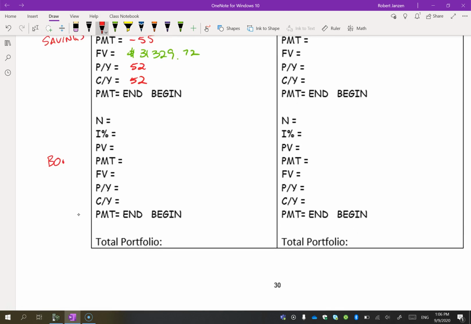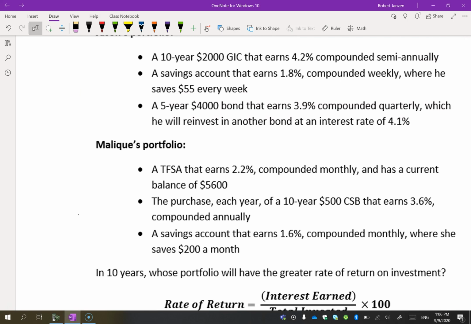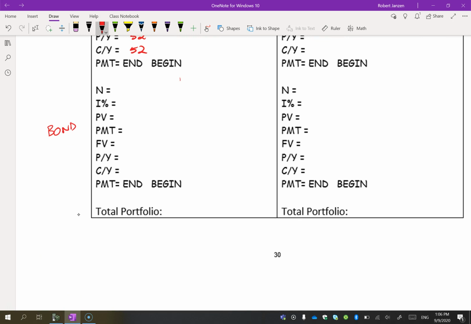Lastly, we've got the bond. Okay. Now, what's going on with the bond? Okay, let's take a look at that. It says a 5-year bond that earns 3.9% compounded quarterly, which will be reinvested in another bond at an interest rate of 4.1. Okay, so what we've got is the first 5 years and then the second 5 years. So we've actually got to break this into two parts because we're going to have to reinvest that amount.